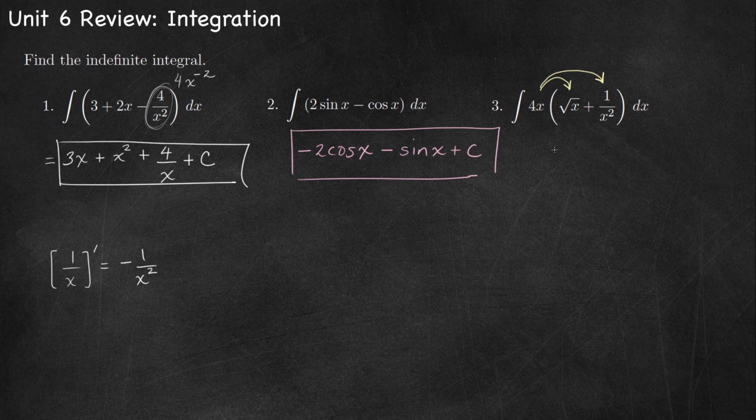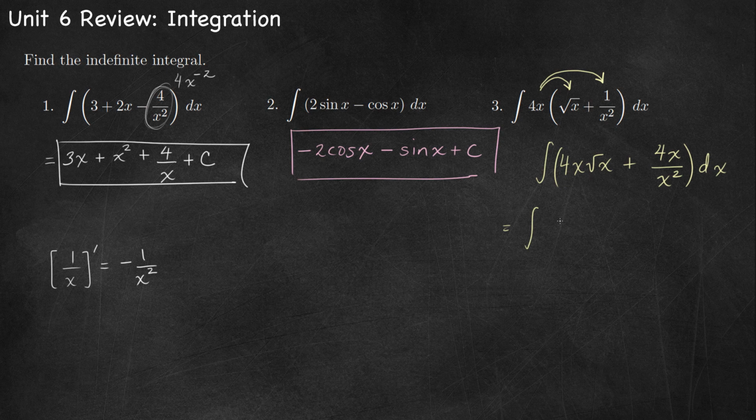So I have 4x times the square root of x. So I'm not integrating yet, I'm just simplifying. So 4x times the square root of x plus 4x over x squared. I'll go ahead and write that out now, and then we'll simplify it some more. Let's continue to simplify this.